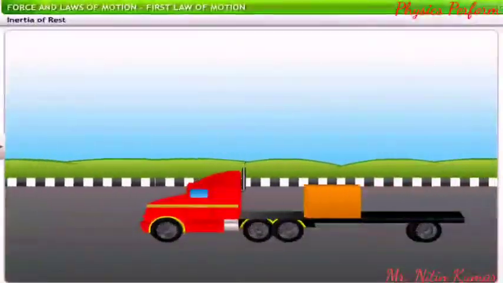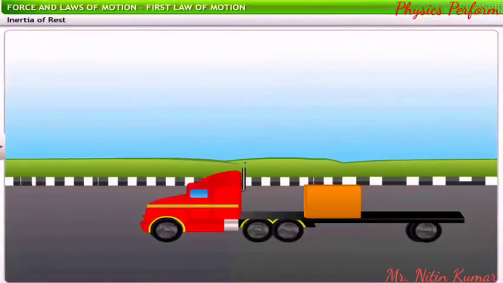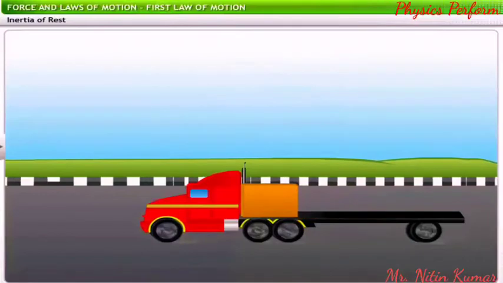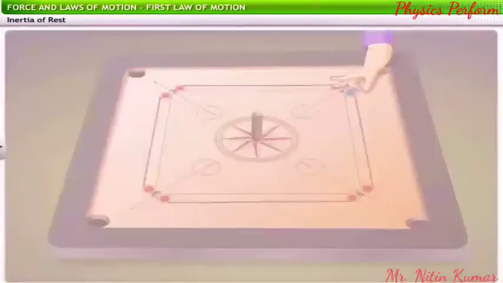Consider another situation where a truck is carrying an unfastened load. When brakes are applied suddenly, the truck stops but the load moves forward and hits the back of the cabin. This is because the load tries to retain its state of motion. This tendency of undisturbed objects to stay at rest or to keep moving at a constant velocity is called inertia.